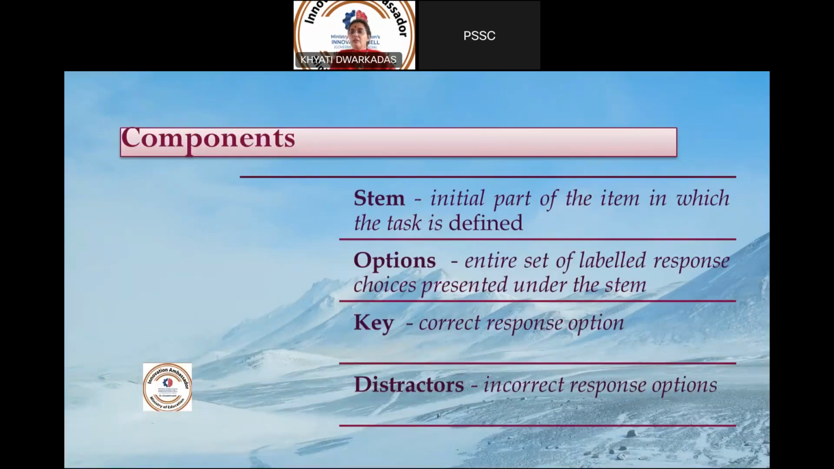Look at the components of an MCQ or a multiple choice item. The stem is the initial part of the question in which the task is defined. Then you have your 4 options. The correct answer is called the key. The incorrect options are called the distractors.